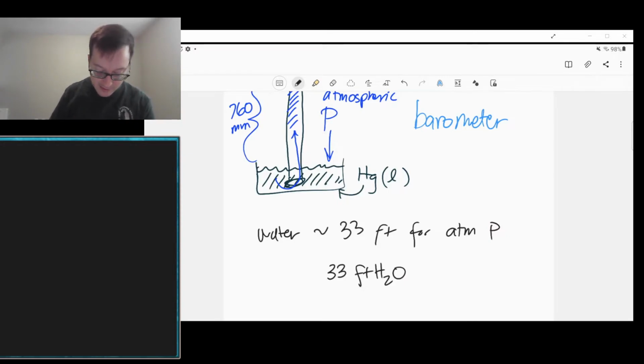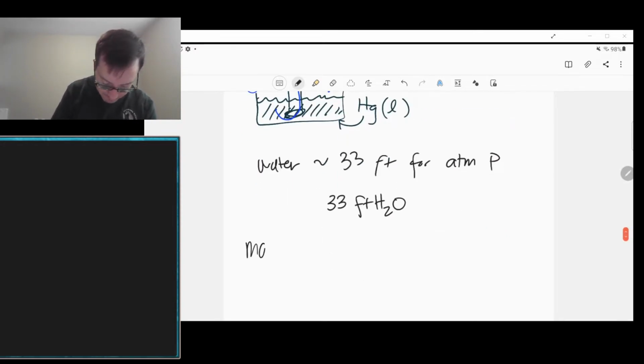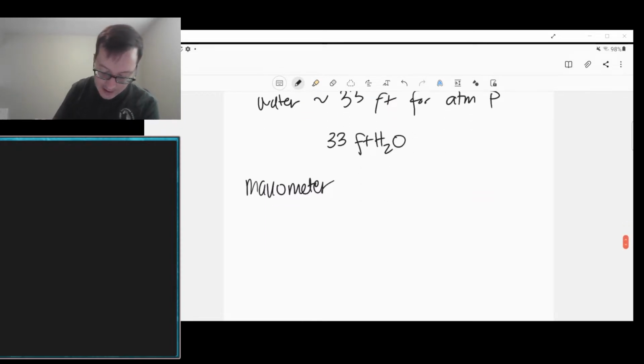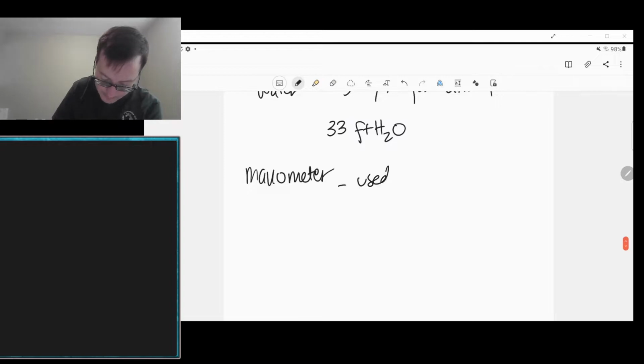Let's look at another device, a manometer. This one is much more experimentally used. Barometers are pretty much out of the picture. We now have electronics to do all of the measurements for us. But a manometer is still something that's used. It's used to compare pressure.